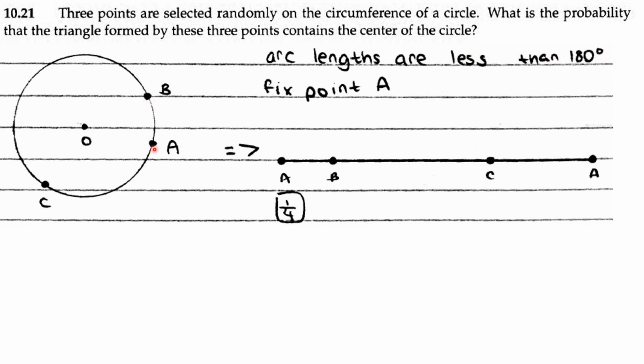So if we fix point A, B and C have to be like this, and if the circle is laid out in a straight line, here's A, B, and C, and this A is the same point as this A because it's a circle. So the probability that the triangle formed by these points contains the center of the circle is 1/4, because the arc lengths have to be less than 180 degrees to contain the center of the circle. So that's a 1/4 chance.